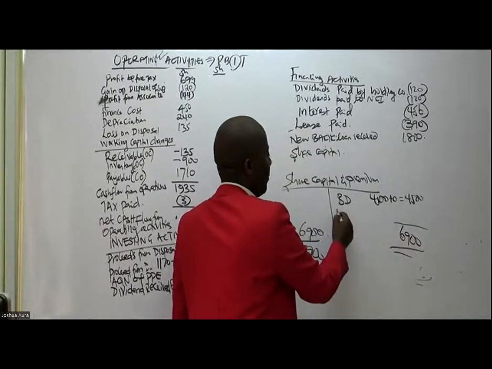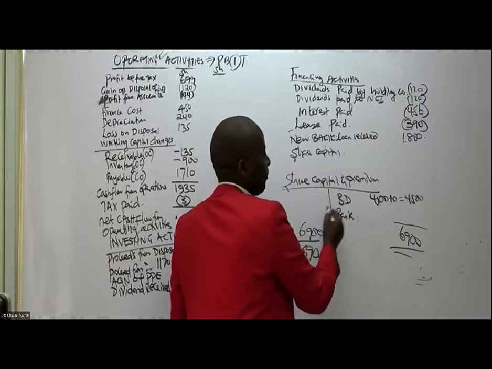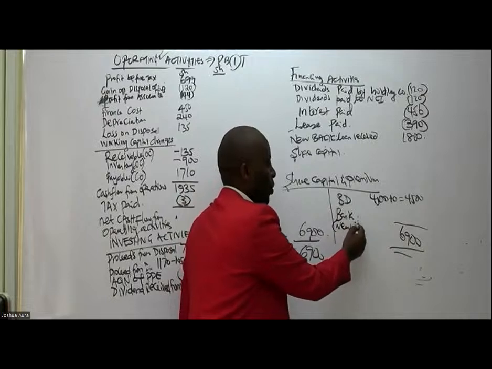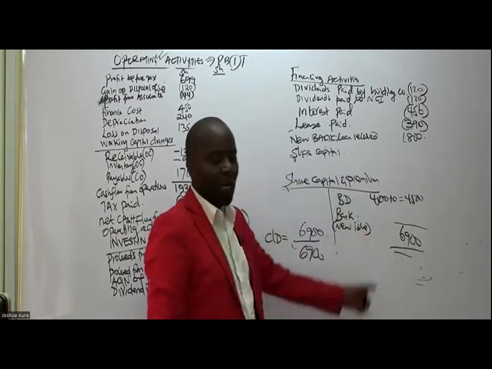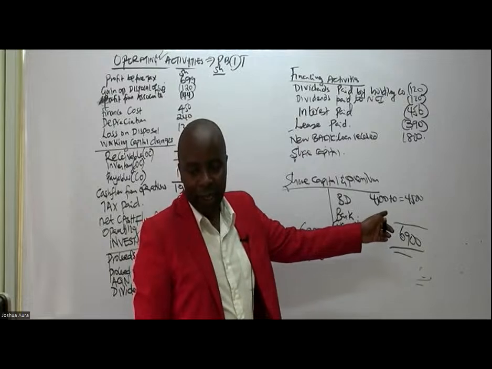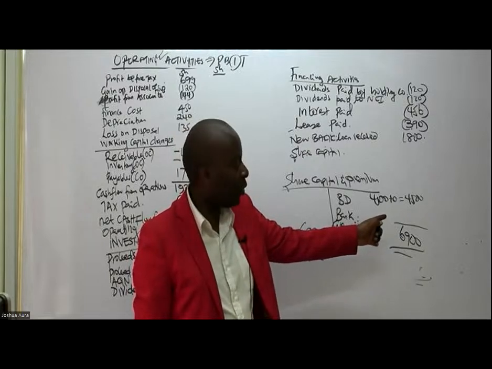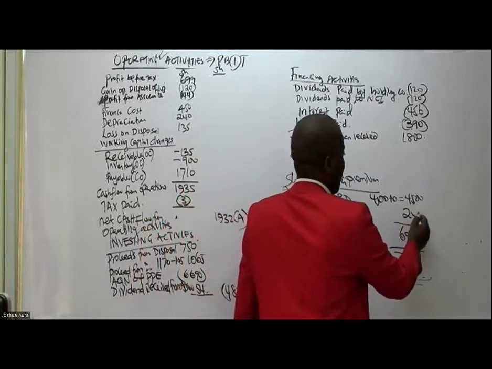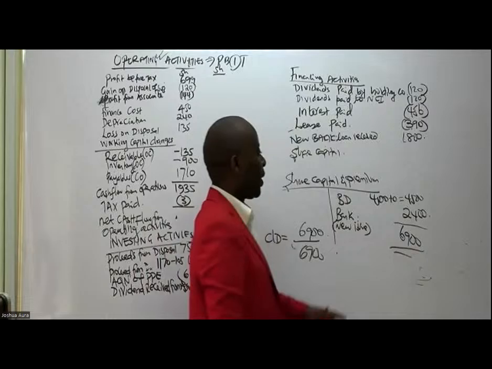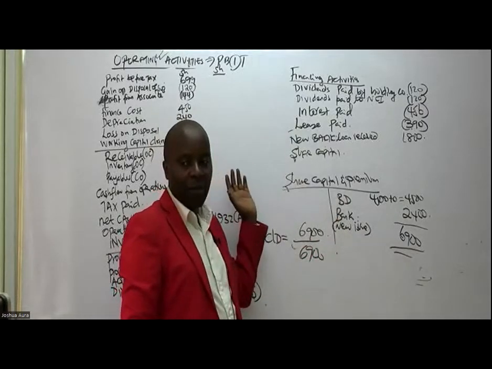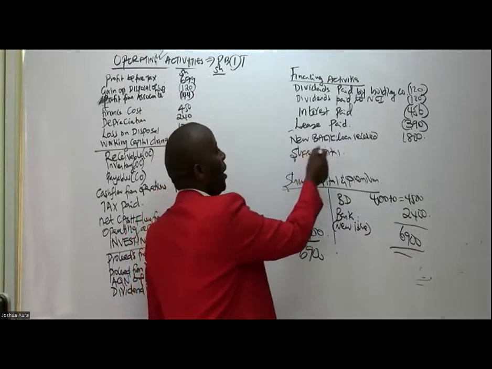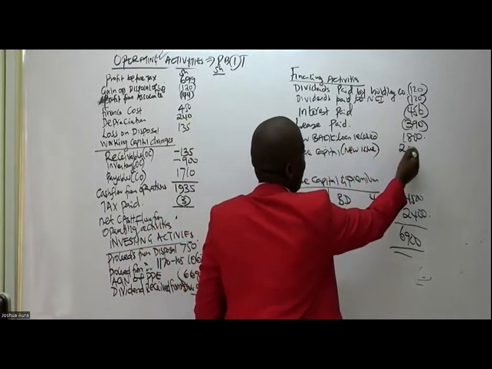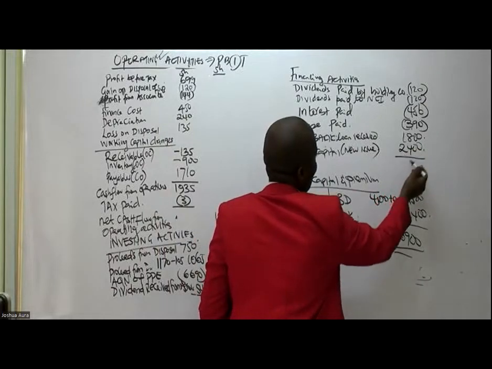So the balancing figure comes here as bank. This will be a new issue where we received money. Could you kindly give me the difference here? What are we getting, somebody? 2,400, right. Remember, we are crediting this account and debiting our bank. So we received 2,400 from the new issue. I don't think we have anything else really.